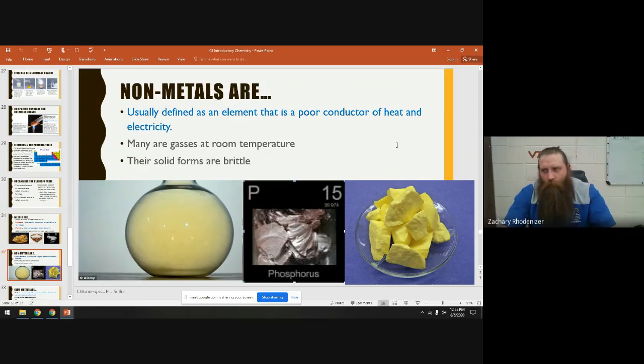Non-metals are opposite of metals, right? So, they're poor conductors of heat and electricity. That's usually how we define them. Most are gases at room temperature. And if you can find them in the solid form, they're not very strong. They're quite brittle. So on the left here, we have chlorine gas, phosphorus in the middle, and sulfur there on the right, and we'll look at some sulfur in class.